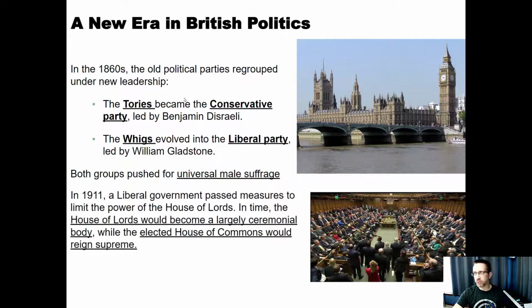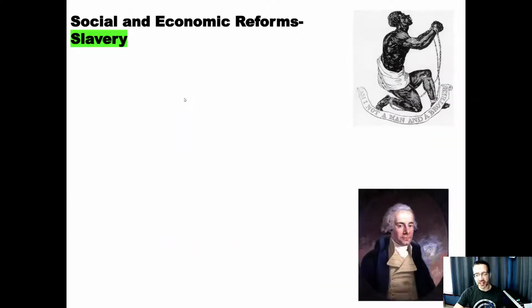Both groups pushed for male suffrage, and in 1911, the Liberal government passed measures to limit the power of the House of Lords, which is good because it seemed like that was kind of hereditary and they had more power. In time, the House of Lords became largely a ceremonial body, while the elected House of Commons would reign supreme, and that's the way it is today. Which is more like our democracy. We don't have a House of Lords in ours.